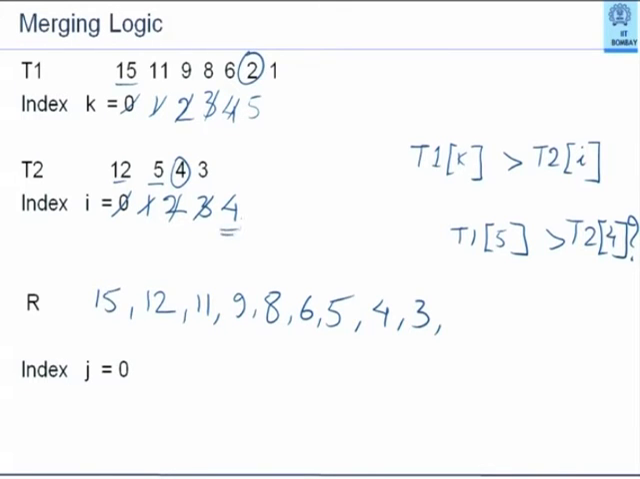Agree? I is 4 and K is 5. T1 5 is 2, all right. But 2 is greater than what? Because T2 4 is undefined, does not exist. Actually, what has happened? The T2 array has ended.